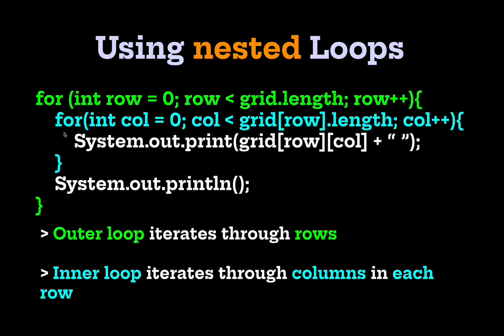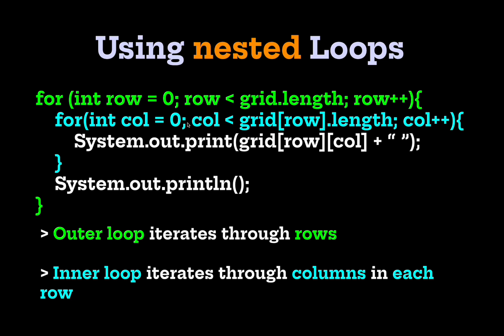Within that curly bracket, we have another for loop. For int col equal to 0. Col is less than grid. Now take note here. The difference between this and this is that this gives us the number of rows we have in that 2D array. And that's why we didn't need to specify anything, because if you take a 2D array and you type out the name of that 2D array and you do dot length on it, what it returns to you is the number of rows in that array.